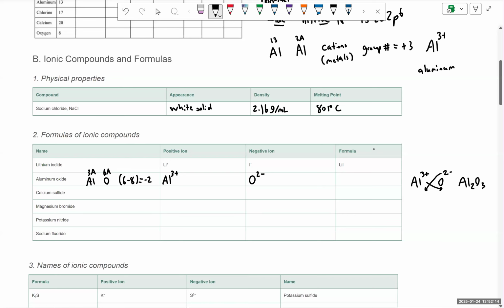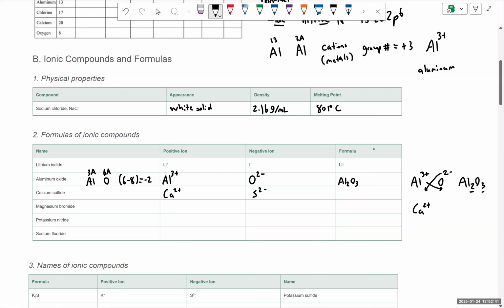One thing you do have to check, however, is you need to make sure that this ratio of atoms is the smallest possible ratio. You'll see what I mean in a moment. So we're going to write this formula of Al2O3. Now, calcium sulfide is comprised of calcium 2+ and S2-.